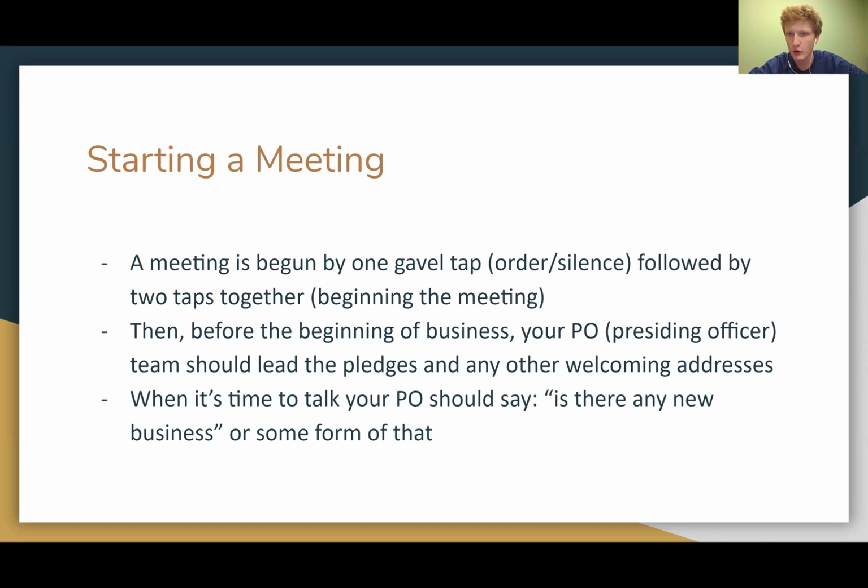First of all, we're going to go over starting a meeting. This is the very beginning of any sort of act of parliamentary procedure. A meeting is begun by your presiding officer, or chair, as they're called, using a gavel, which can be a hammer. You can use your fist informally. But you need something to signify the beginning of the meeting.